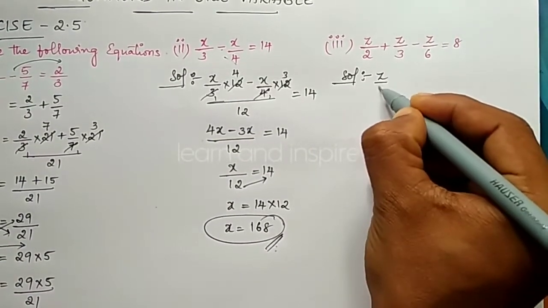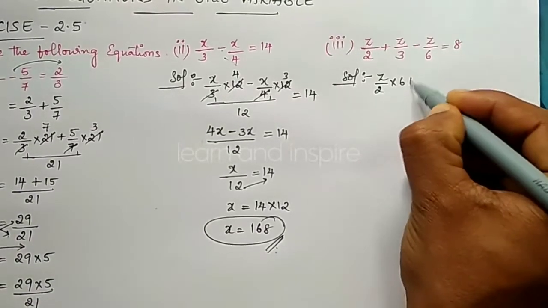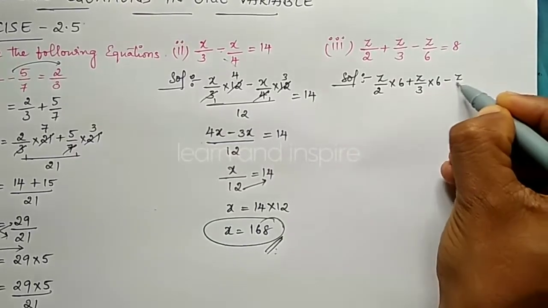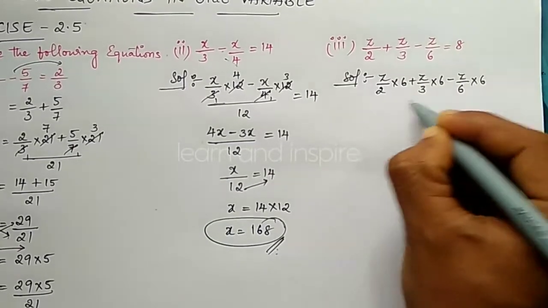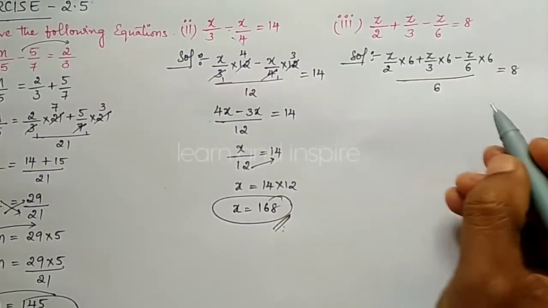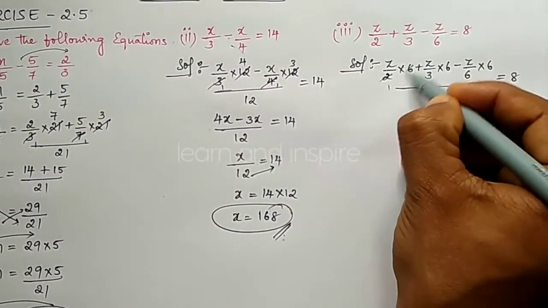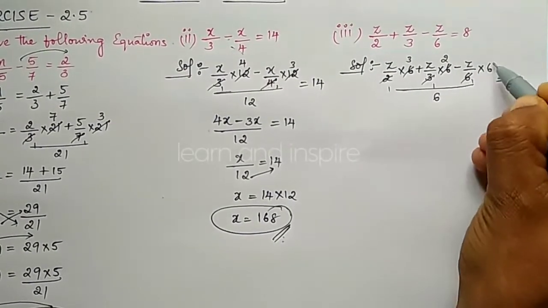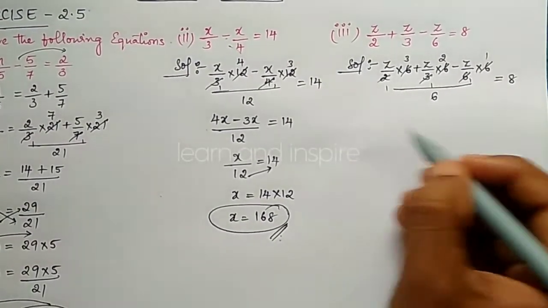So Z by 2 into 6 plus Z by 3 into 6 minus Z by 6 into 6, divided by 6, which is equal to 8, right, as it is. Okay, now we can cancel this. 2 1s are 2, 3 2s are 6, 1s are 6, 1s are 6.